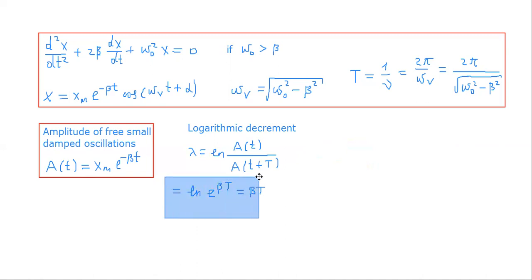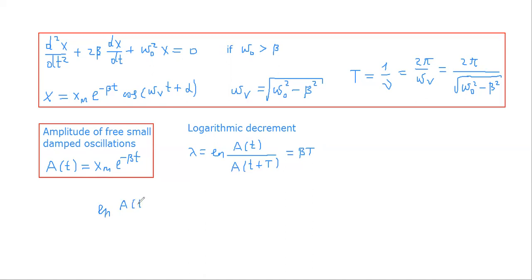So we can write that this is equal to beta t. And logarithmic decrement may be written in another way. So let's consider this expression.